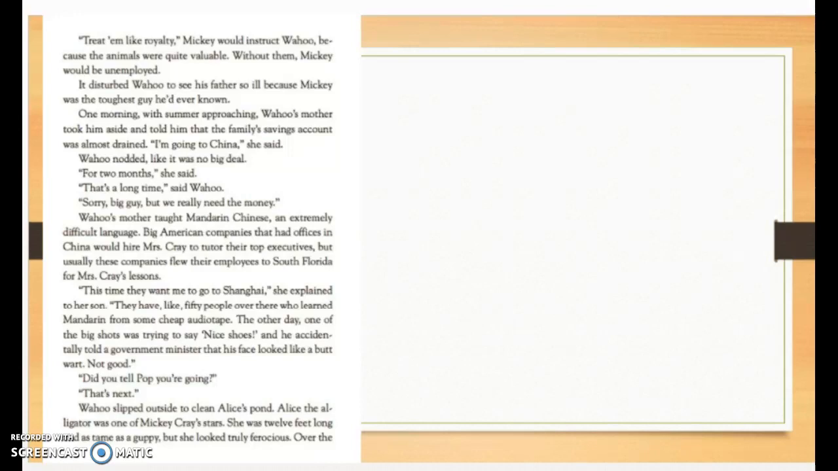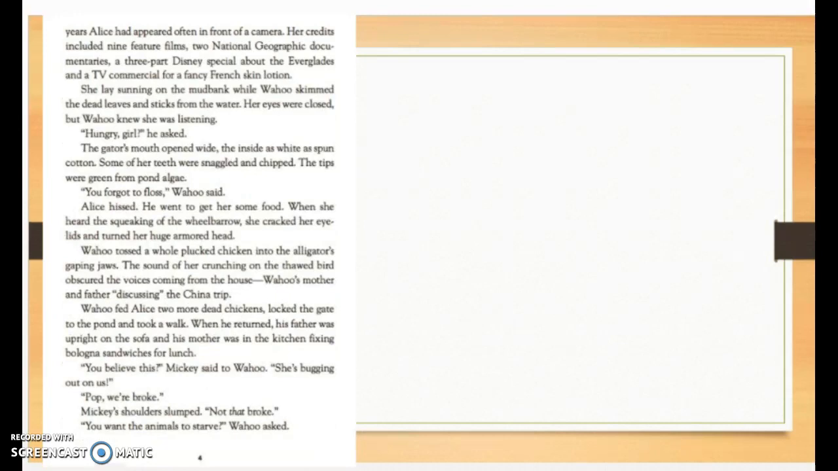They have like 50 people over there who learn Mandarin from some cheap audio tape. The other day, one of the big shots was trying to say, "Nice shoes," and he accidentally told the government minister that his face looked like a butt wart. Not good. Did you tell Pop you're going? That's next. Wahoo slipped outside to clean Alice's pond. Alice the alligator was one of Mickey Cray's stars. She was 12 feet long and as tame as a guppy, but she looked truly ferocious.